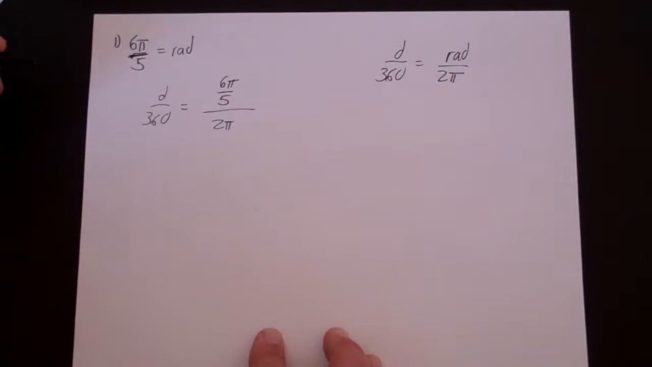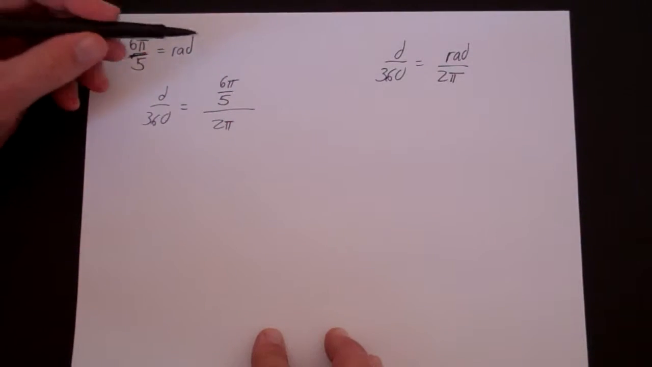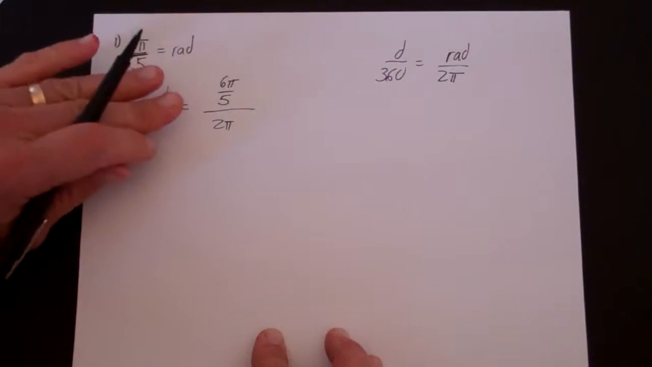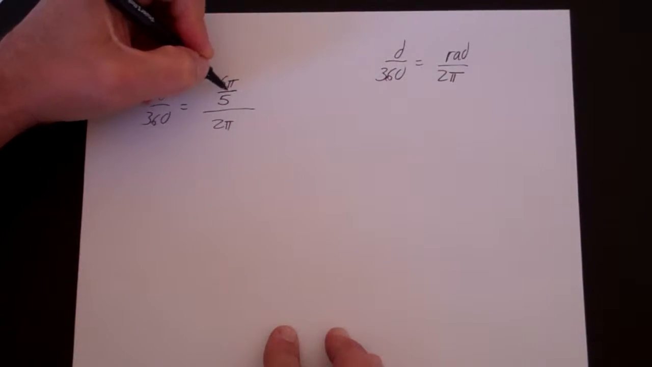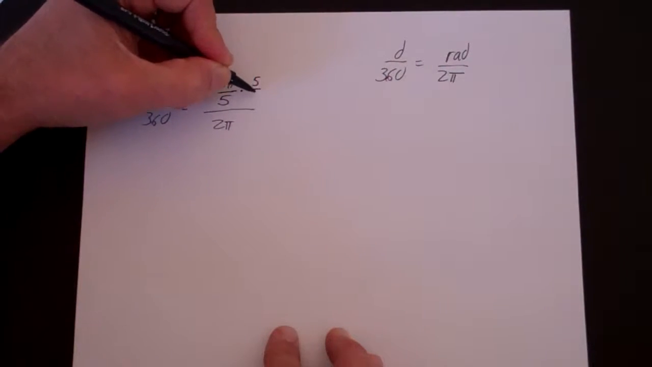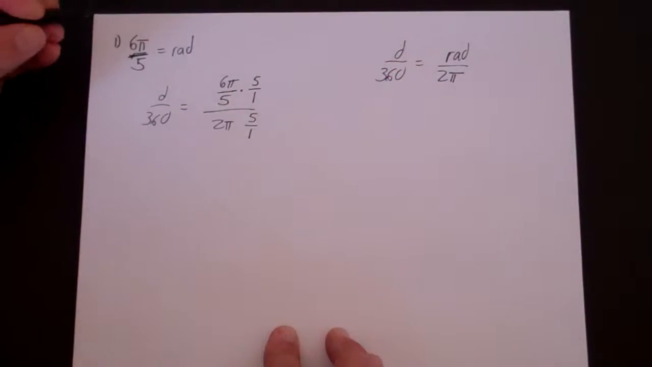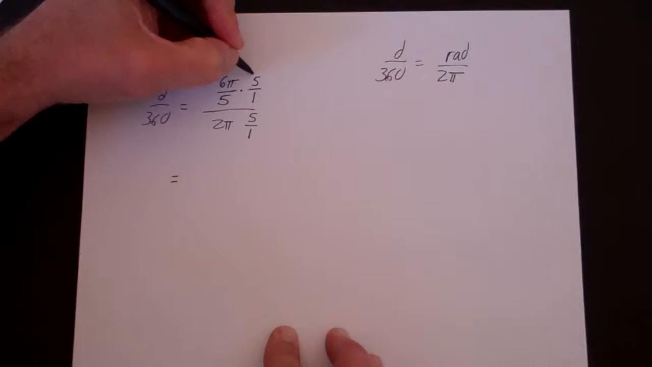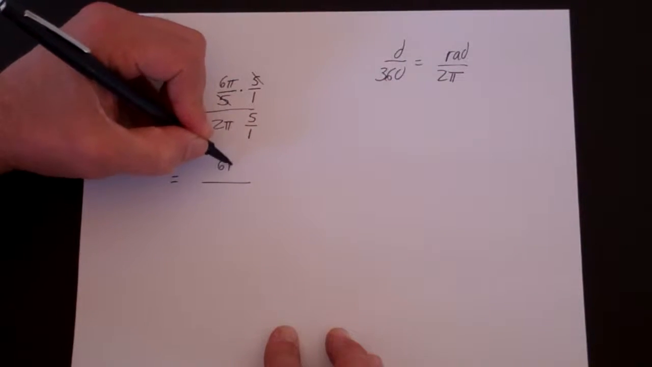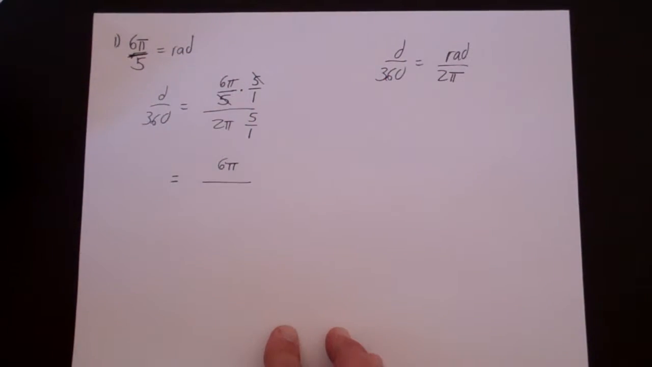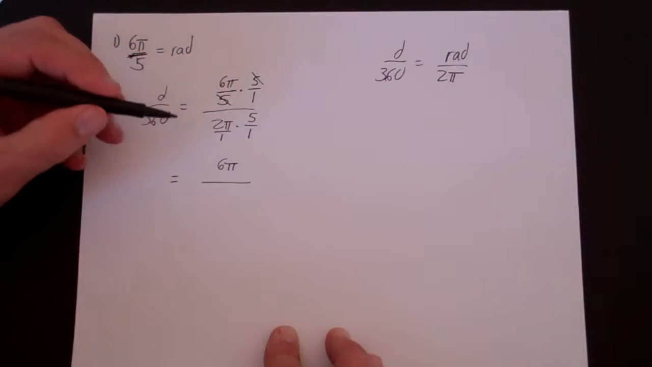Where students have the most difficulty here is the fact that we have a fraction in the numerator, so we need to simplify this. Ignore the left-hand side of the equation for a while. Here we have 6 pi over 5, so we're going to multiply this by 5 over 1. But if we multiply the numerator by 5 over 1, we have to multiply the denominator by 5 over 1. This 5 cancels, and this 5 cancels. In the numerator, you get 6 pi over 1, which is 6 pi. In the denominator, remember this is 2 pi, so you have 2 pi over 1 times 5 over 1, which is just 10 pi.